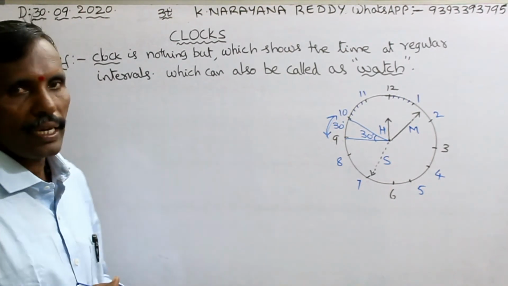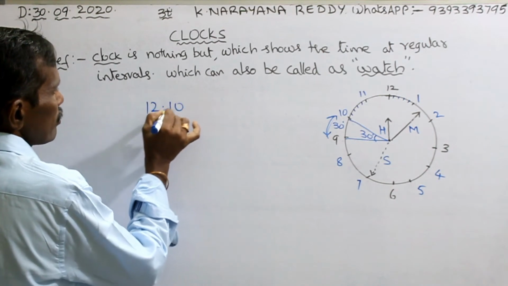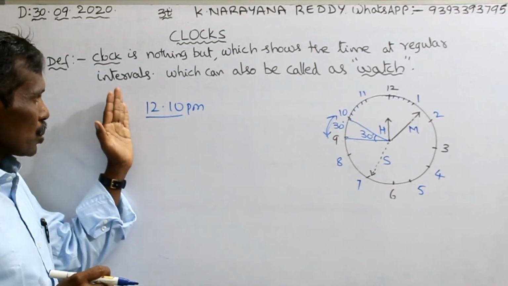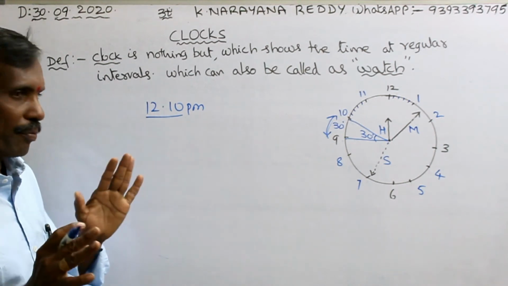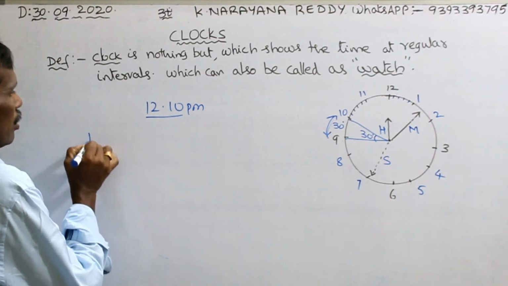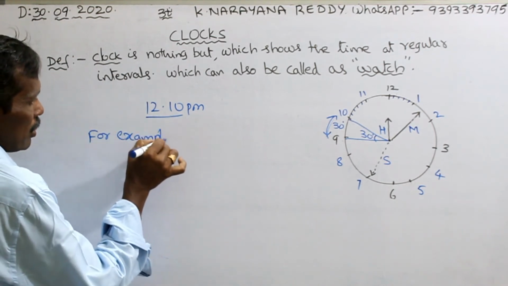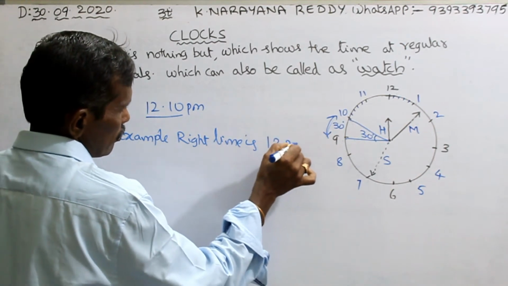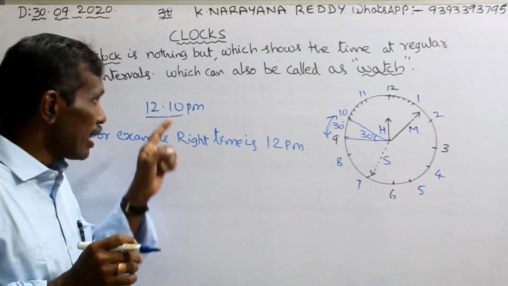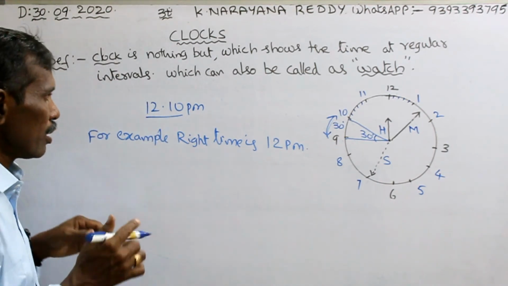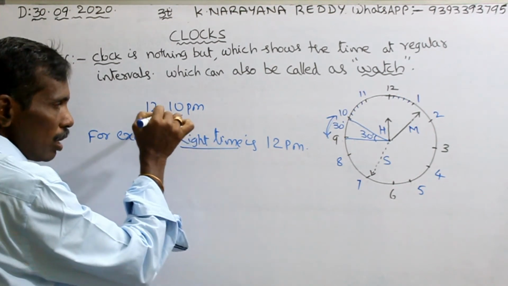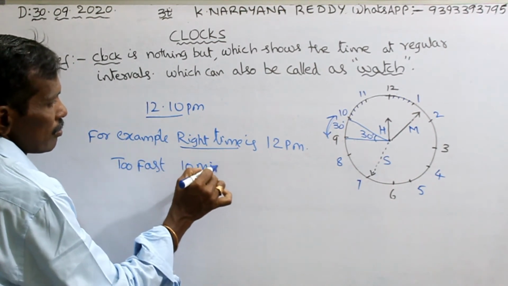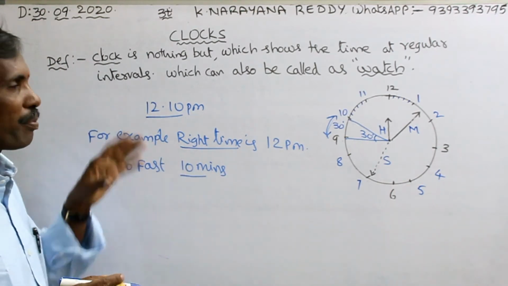Okay? Next, you can see time 12:10, that is PM. The watch is showing 12:10 PM. Okay, but how can this be called? For example, right time is 12 PM, but the watch is showing 10 minutes fast. That means right time is this one, but the watch is showing 12:10 PM. That means too fast, 10 minutes. That's all. Okay? This is an important point which you have observed.